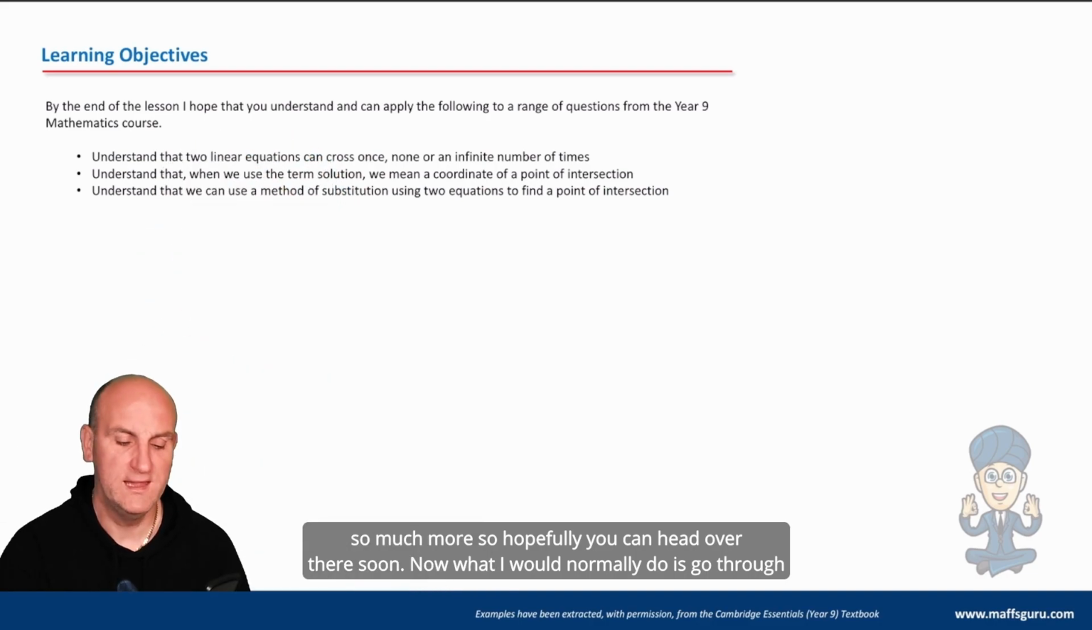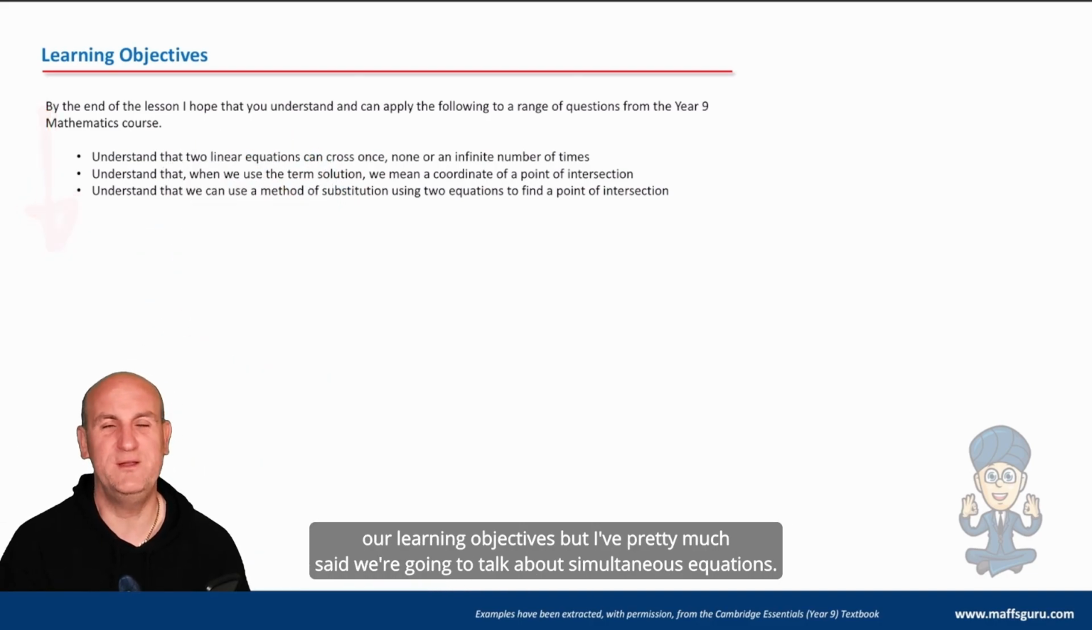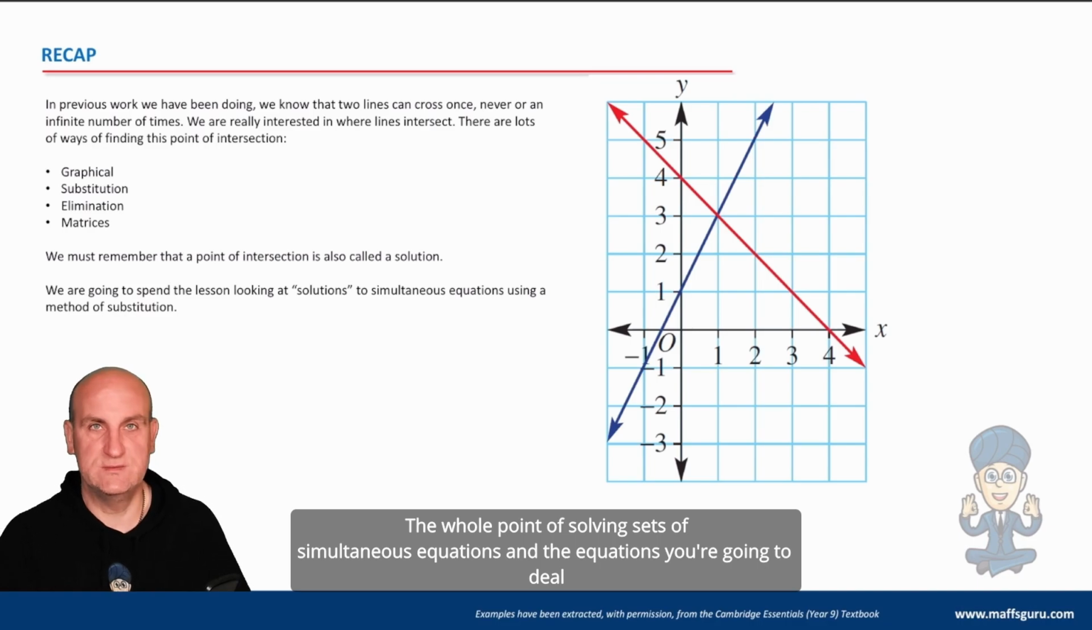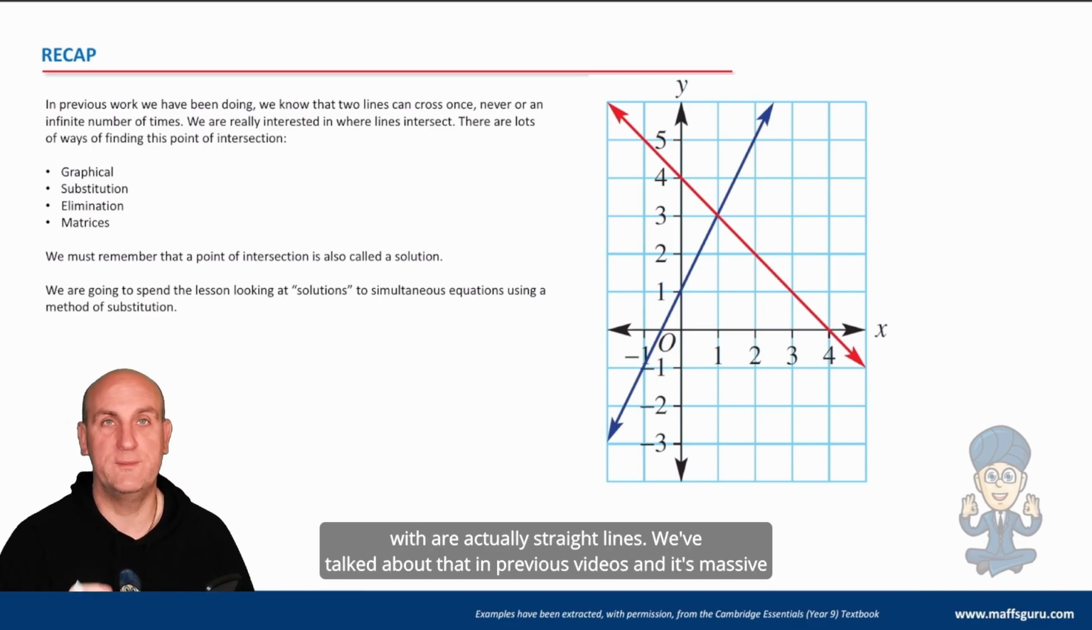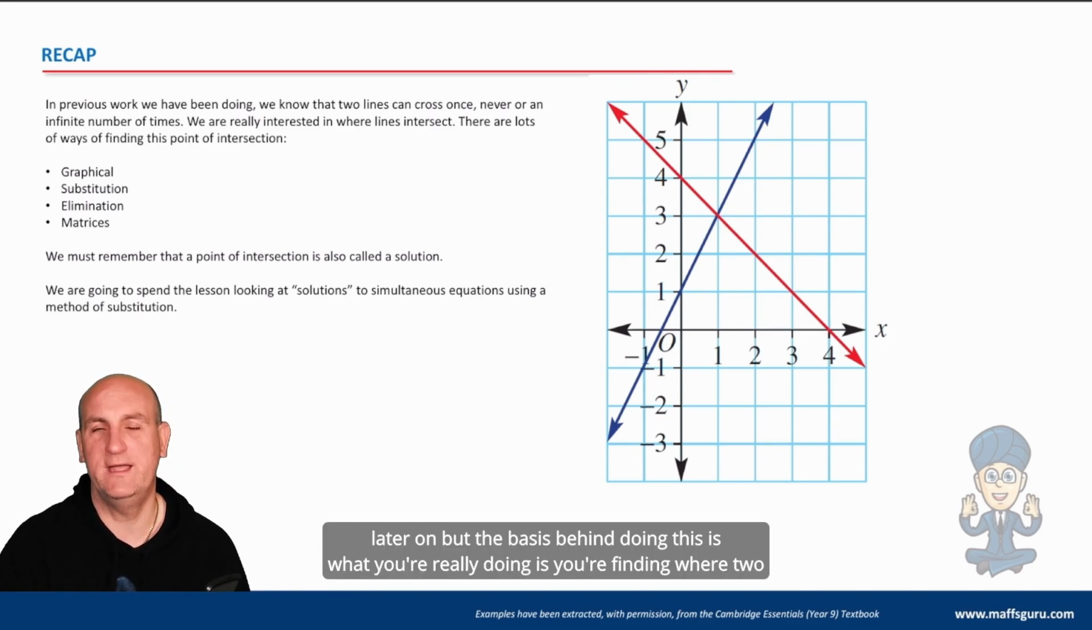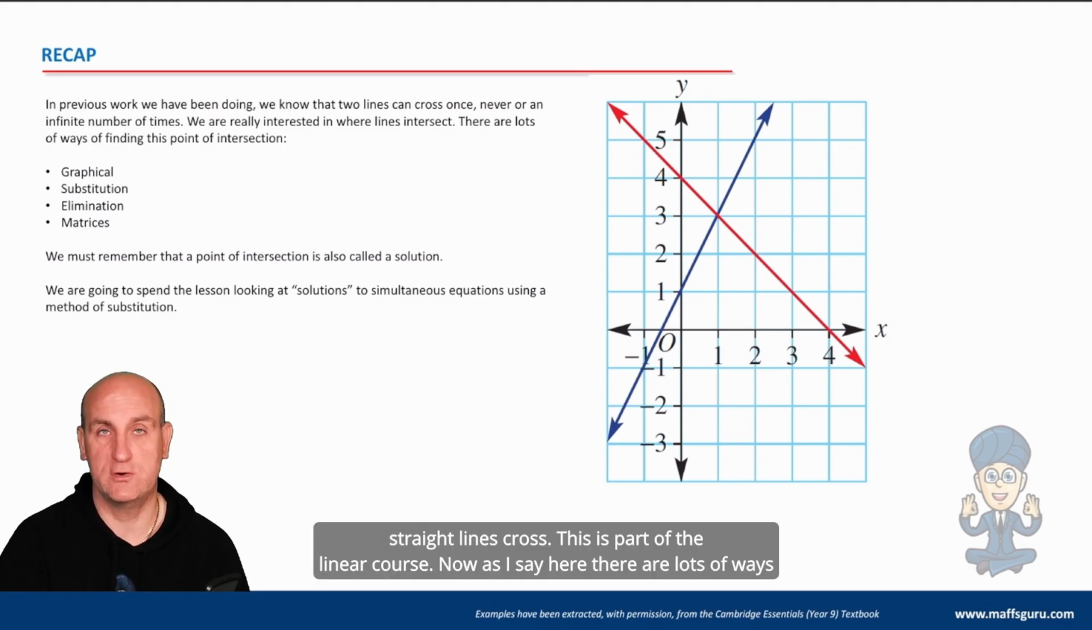Now, what I would normally do is go through our learning objectives, but I've pretty much said we're going to talk about simultaneous equations. The whole point of solving sets of simultaneous equations, and the equations you're going to deal with, are actually straight lines. We've talked about that in previous videos and it's massive later on. But the basis behind doing this is that you're finding where two straight lines cross. This is part of the linear course.